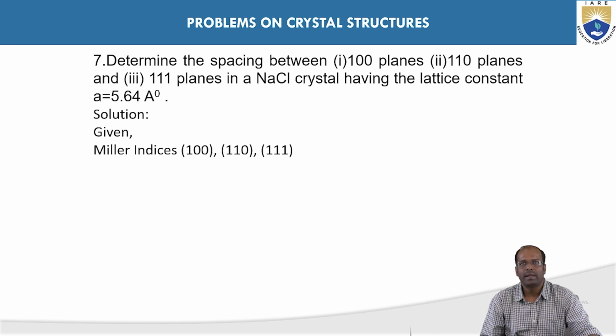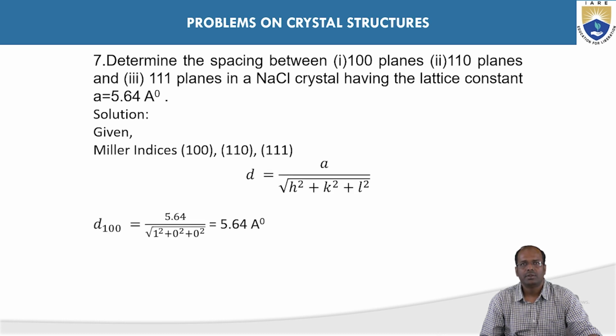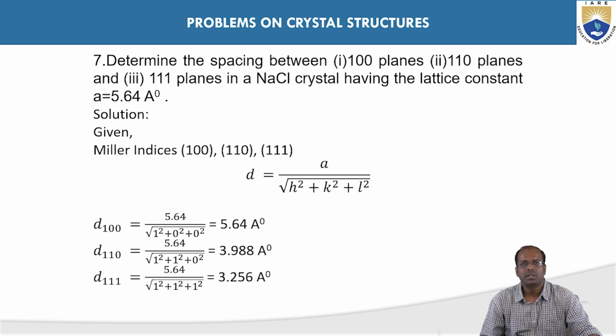For the 100 plane, D is equal to A, and A is given as 5.64 angstrom. For the 110 plane, D is equal to A by root 2, which is 5.64 by root 2, nothing but 3.988 angstrom. For the 111 plane, D is A by root 3, so A is 5.64 divided by root 3, and we get the resultant value 3.256 angstroms.